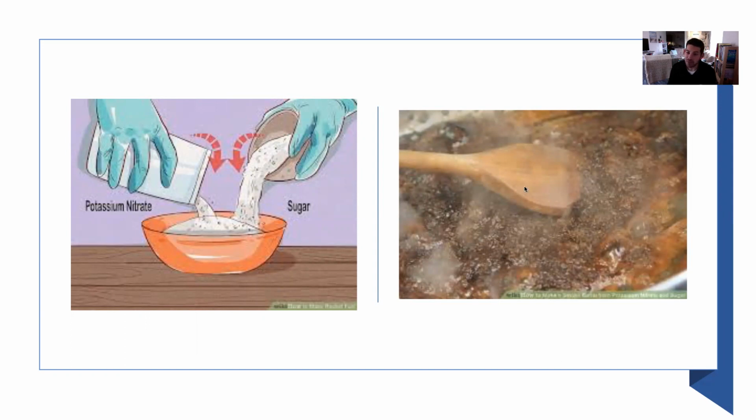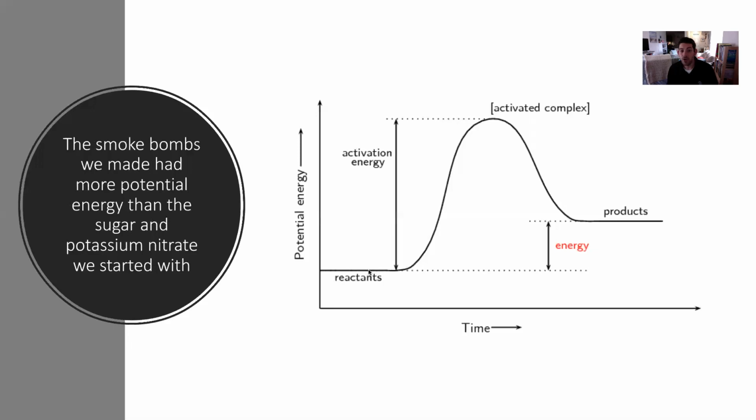We stirred it up. We made that brown kind of paste, and we put it in the cups. All right. In that scenario, our reactants, the sugar and the potassium nitrate, did not have as much potential energy as the product we made, right? The smoke bomb. So this is an example where our reaction actually absorbed potential energy. The products have more potential energy than the initial reactants.